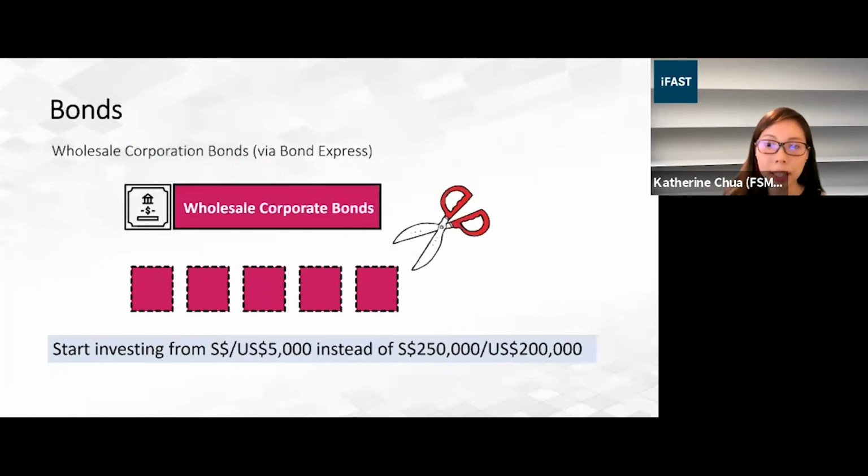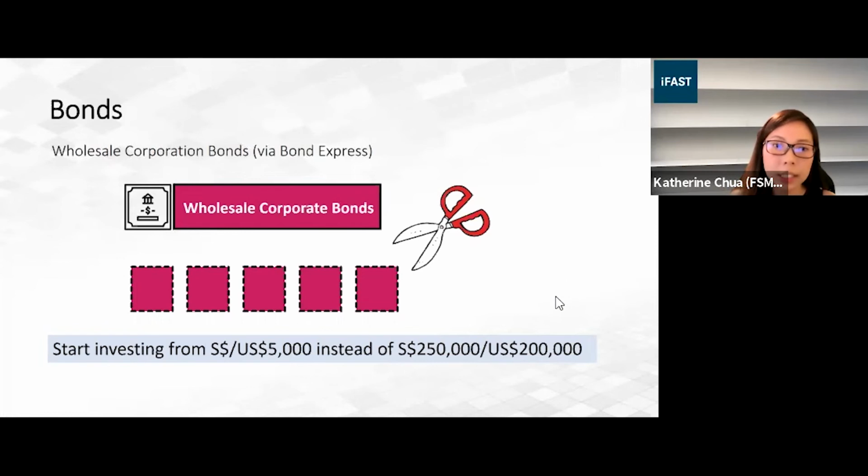So as mentioned in the earlier slides, if you are an accredited investor, you can invest in wholesale corporate bonds through the Bond Express platform, which is exclusive to FSMOne. This allows you to build a very diversified bond portfolio, instead of investing like 250,000, a quarter million, into a company per bond. You can just invest 5K into these companies, because we break them up into smaller sizes for you. So right now with 20K, you can invest in 4 different companies, compared to usually having to have 1 million of investment capital to buy into 4 companies' bonds.